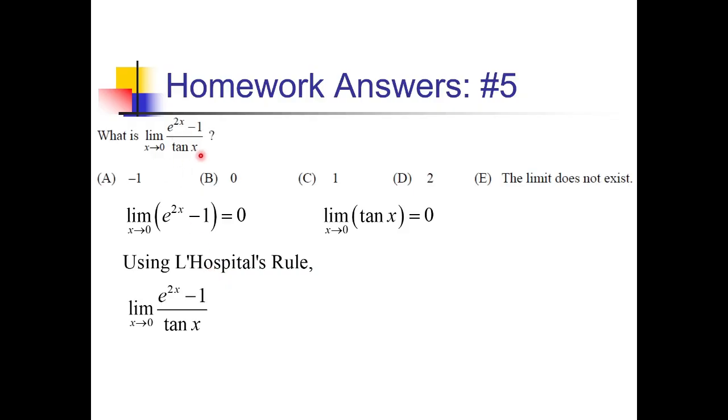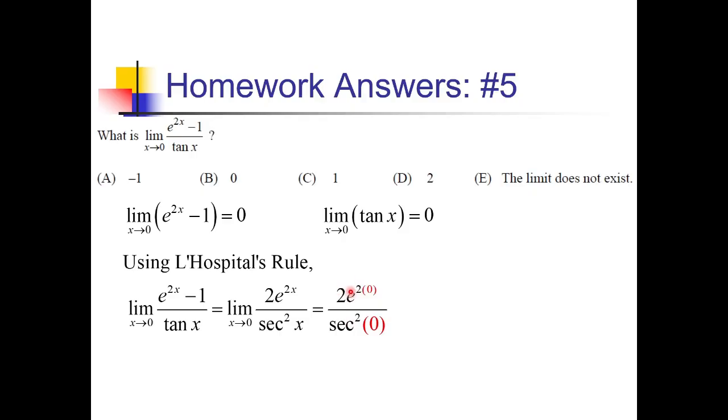So my original limit is going to equal the limit as x approaches 0 of the derivatives of those two halves of the fraction. The derivative of e to the 2x minus 1, that's going to be e to the 2x times another 2, so 2e to the 2x, and that 1 is going away. And then the derivative of tan of x is going to be secant squared of x. So if I go ahead and plug 0 into the x's here, I'm not going to get 0 over 0. Let's just see what this comes out to.